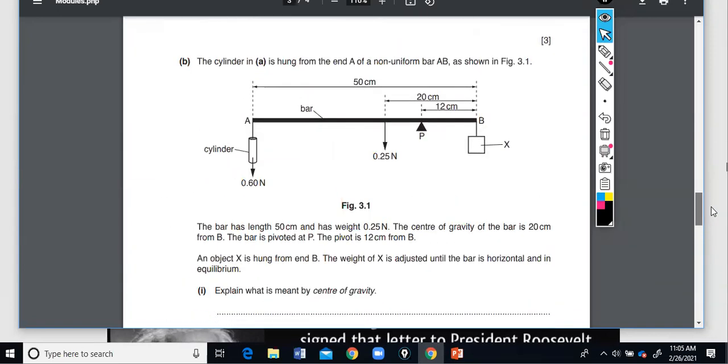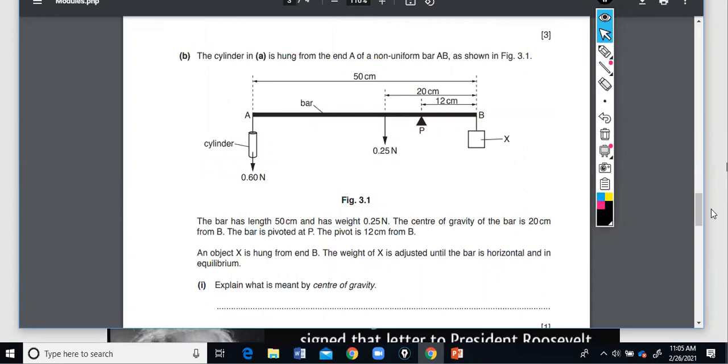All right, so calculate the weight of X. 3 minutes, here we go. If we take moments about the pivot, they tell us that it is in equilibrium, right? And so we can say, okay, this thing isn't moving any which way.